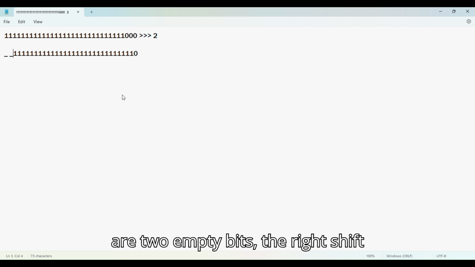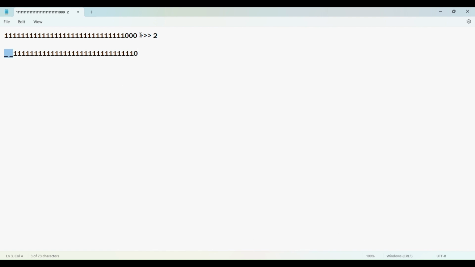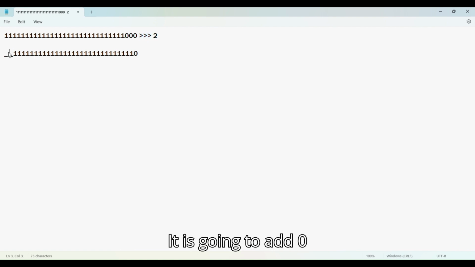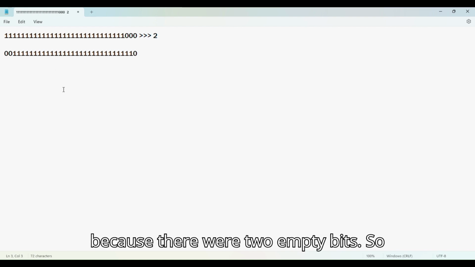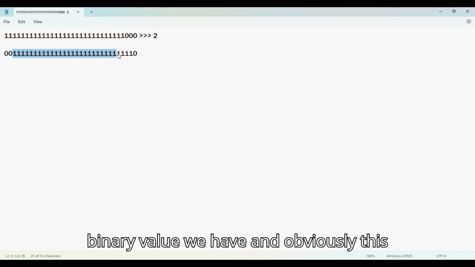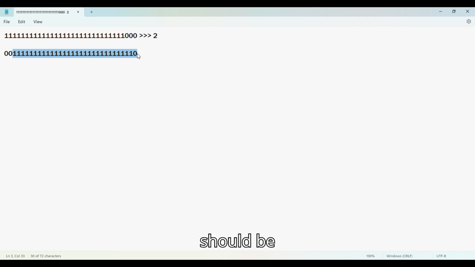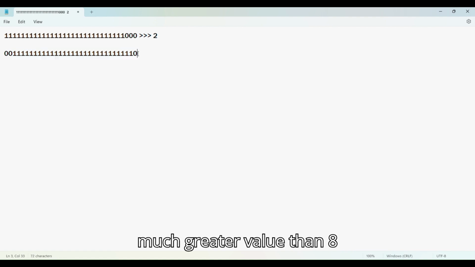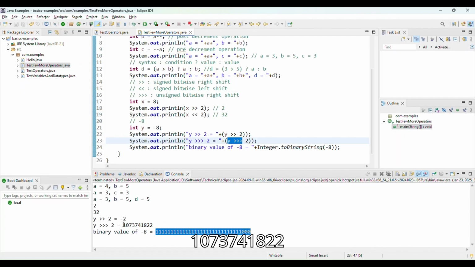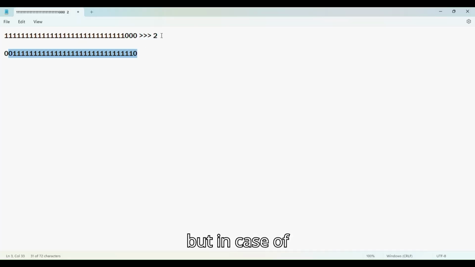And when there are two empty bits, the unsigned right shift is going to add 0. It is going to add 0 because there were two empty bits. Because it is 0, it is treated as positive, and this is the binary value we have, and obviously this should be a much greater value than 8. Because of that reason, it is giving this value 10737418822.